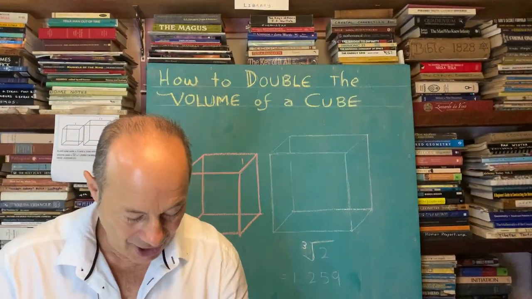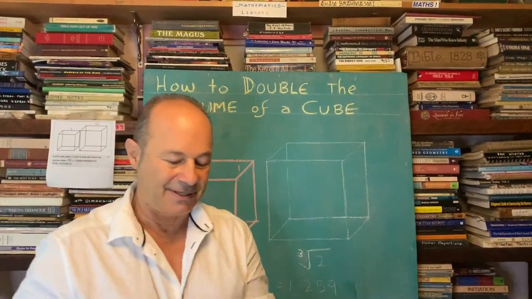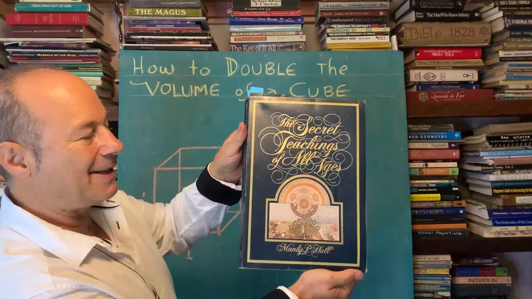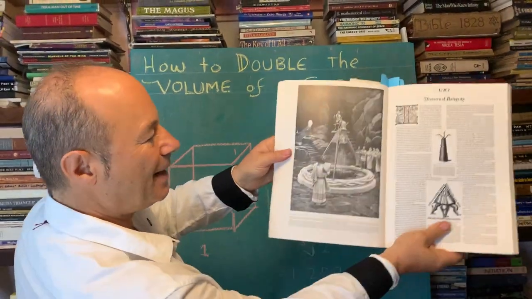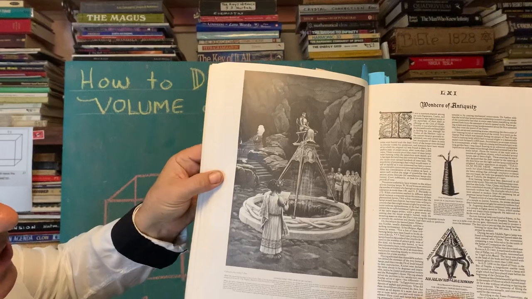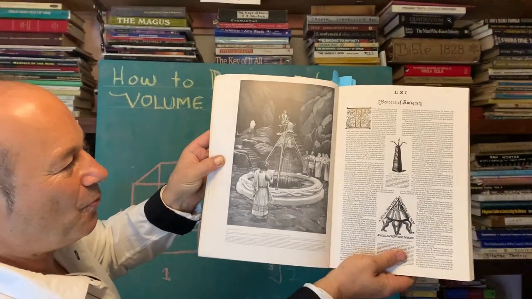cube. And the origin of this puzzle comes from one of my most favorite books of all time. It's called The Secret Teachings of All Ages by Manly P. Hall. And about a couple of weeks ago, I did a talk about the Oracle of Delphi sitting on her tetrahedron. And you can see that there's kings and queens who've come. They've asked about the war.